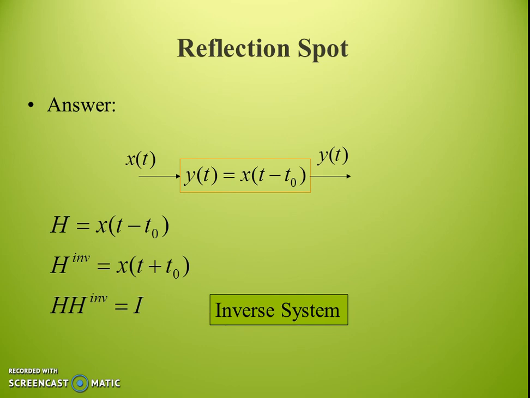So friends, in this session we tried to understand the basic definition of a system, its classification, what is a causal system with some examples, and what is an invertible system with some examples. We'll try to understand the rest of the properties in the next session.